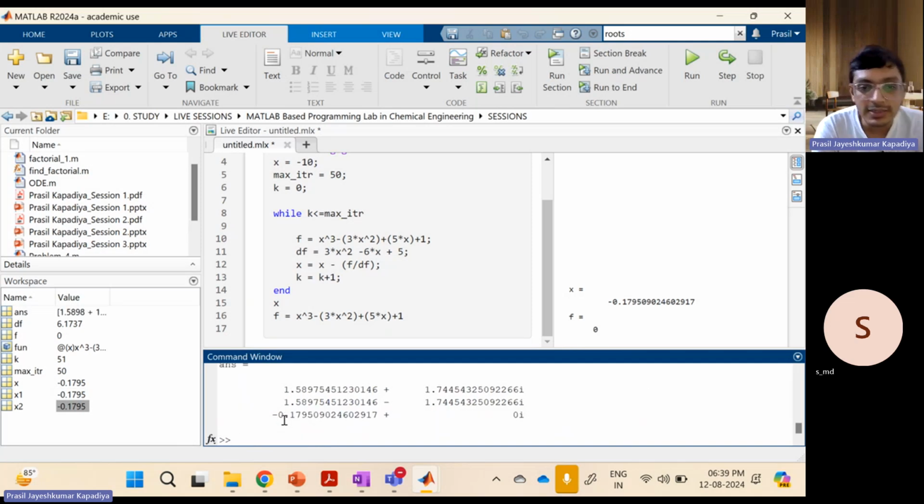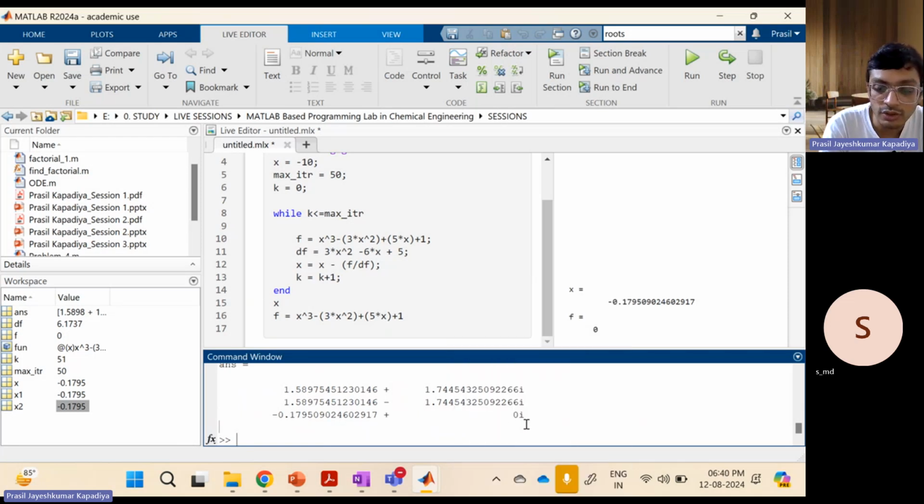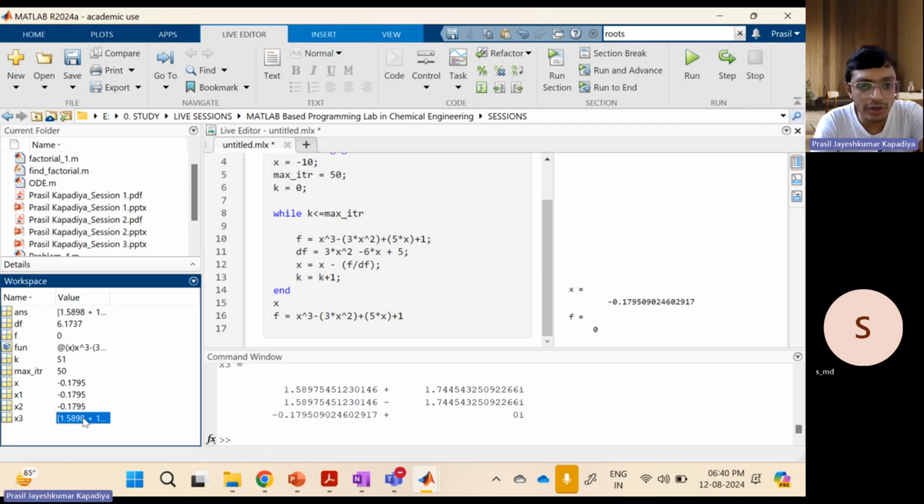Yeah. So see, this is my solution. This one is my imaginary solution. These two, it's a cubic equation, right? So we should get three solutions. So these two are my imaginary solutions, and this last one that is non-imaginary, you can see, is minus 0.1795. Let me write it as x3 equal to this. So see, okay, it's showing a matrix, but the real number is minus 0.1795.